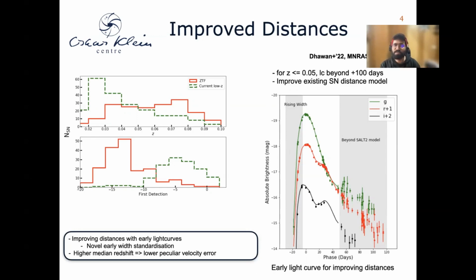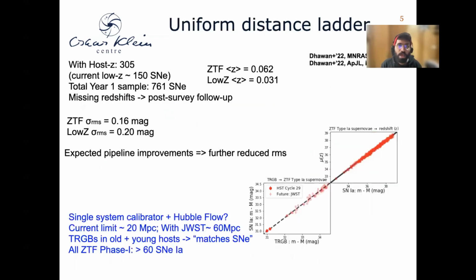This hadn't been previously possible because of low statistics of supernovae that have these early discoveries, but now, both because of early discoveries and the fact that these light curves go well beyond the existing light curve model, we can then retrain these models to have improved distances.